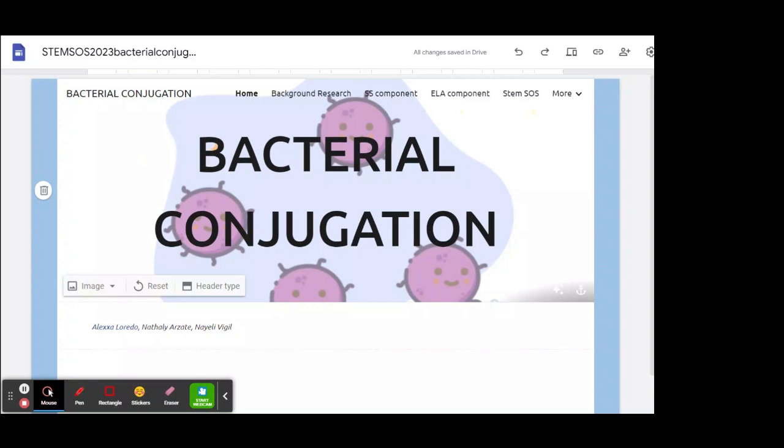Our experiment was based on the bacterial conjugation, a process where one bacteria transfers genetic material to another. For our science principle, we would like to explain the medical advances that came about this process called bacterial conjugation, the spread of a bacteria gaining resistance to varying antibiotics.